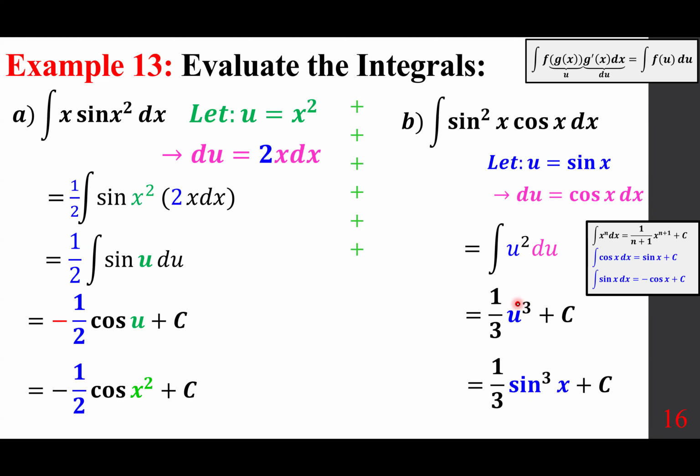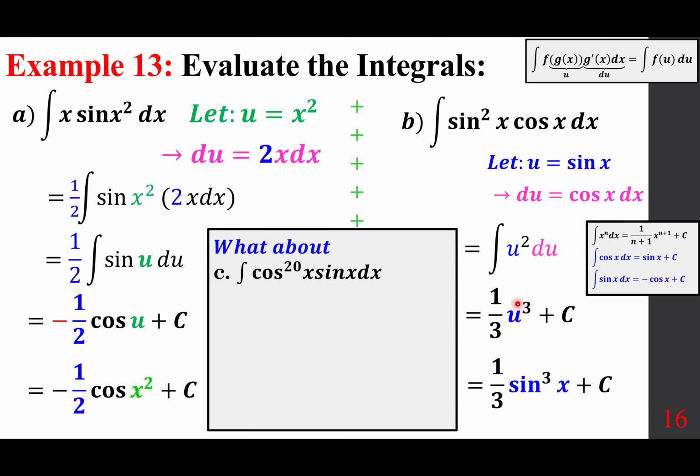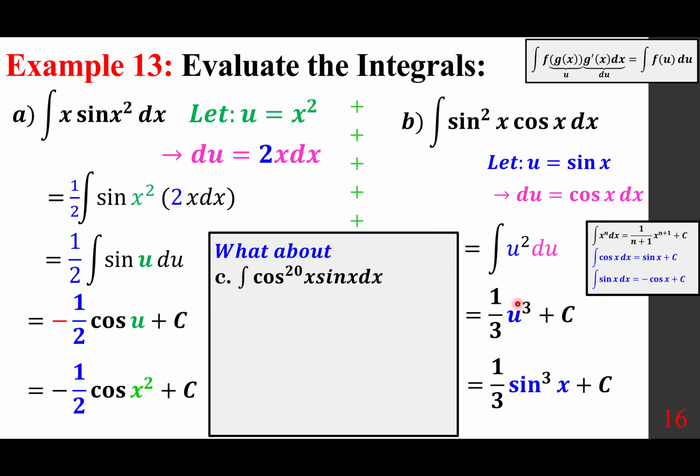Again, class, you have the entire PowerPoint available to you, so we're going over what you've seen. Most of these questions have been done in class. What if we have the integral of cosine to the power of 20 x times sine x dx? This time we have both of them, but cosine has the exponent, so cosine is the choice of u. If I differentiate, I get minus sine x, therefore du is minus sine x dx.